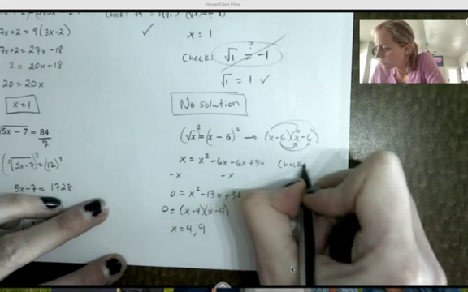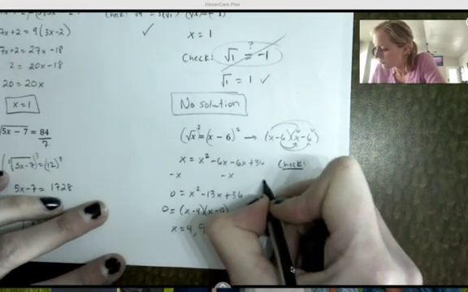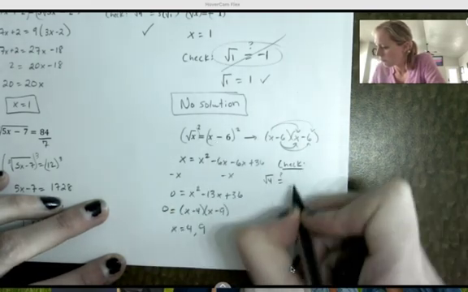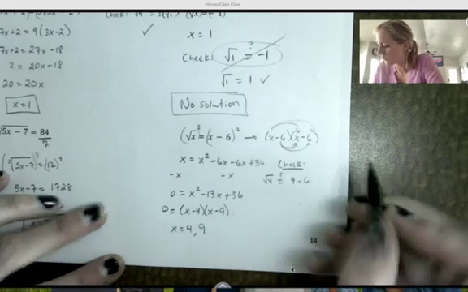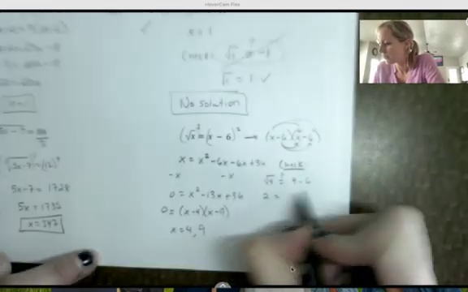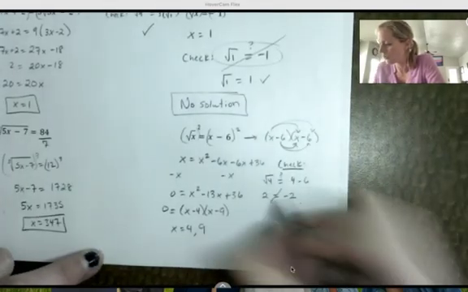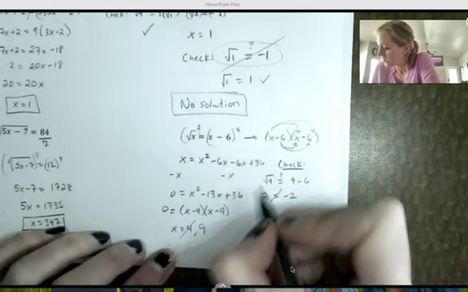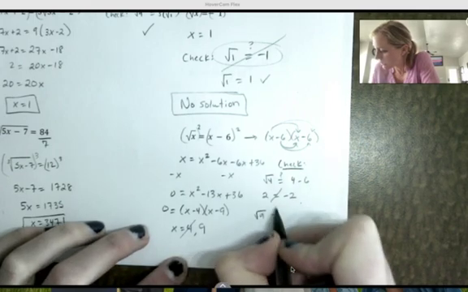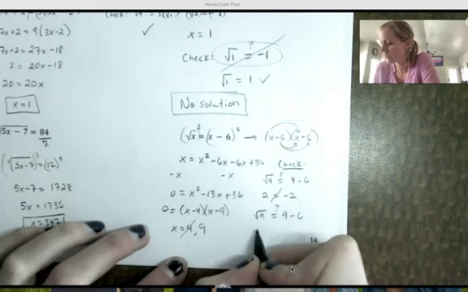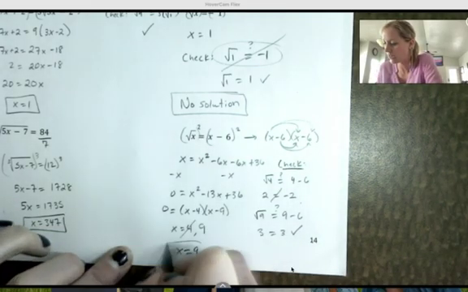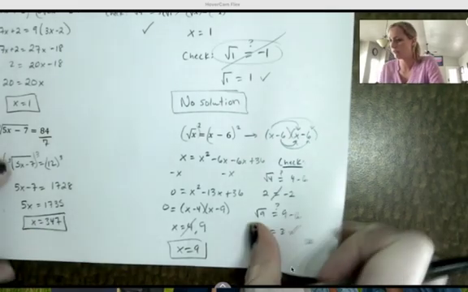Okay, so first let's check 4. So we're asking, does the square root of 4 equal 4 minus 6? Okay, so square root of 4 is 2. 4 minus 6 is negative 2. Those are not equal. So this means 4 is extraneous. Okay, let's check 9. So square root of 9, does that equal 9 minus 6? 3 equals 3. Yes, so 9 is our solution. So x equals 9 is the only solution for this problem.